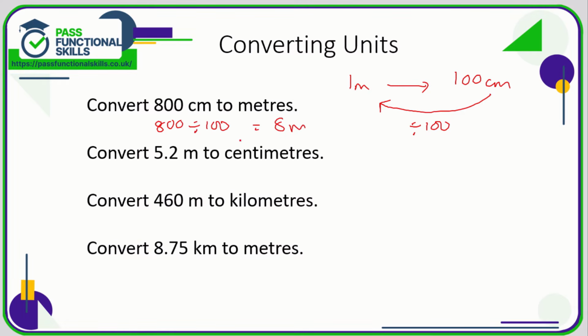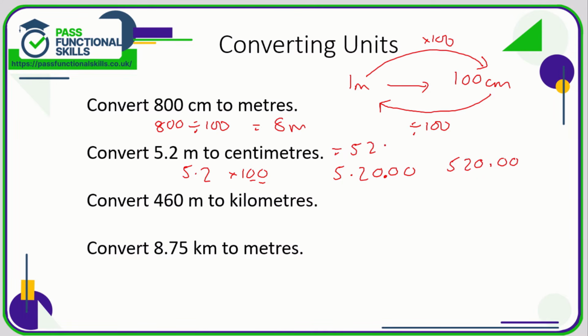Here we're converting metres to centimetres. If we're going metres to centimetres, 1 becomes a 100, so that's multiplying by 100. So 5.2 multiplied by 100. If it helps, write 5.2 with some zeros so that you can move the decimal point 2 positions, so 1, 2. So the answer is 520, those zeros don't need to be there anymore. The answer is just simply 520 centimetres.